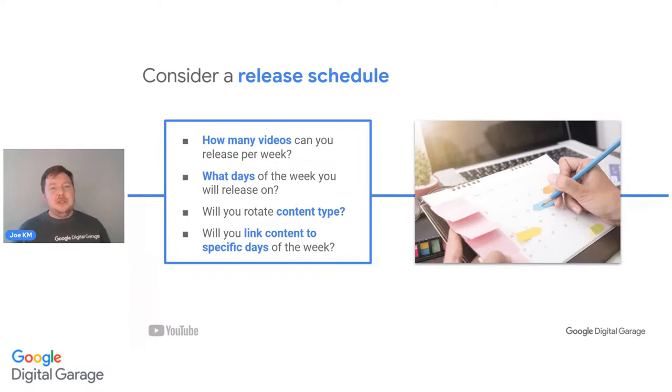Now to a release schedule. So do not overdo yourself. How many videos can you release per week? Start off small. Promise yourself you'll do 1 video every 2 weeks. And then if that's too hard, okay, do one video a month.